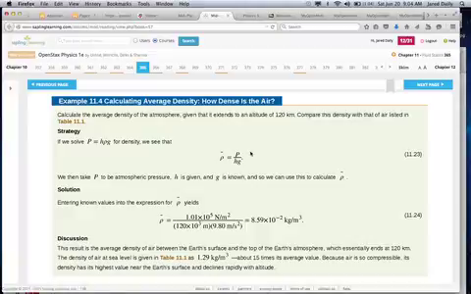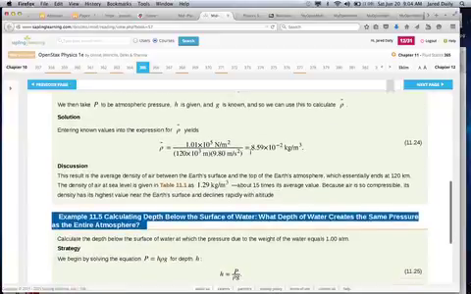So the average density of the Earth's atmosphere is quite a bit less than actually the density where we breathe, since this is an average. At the top of the atmosphere it's much less dense, and at the bottom it's much more dense because air is compressible as opposed to water. But that is an average.